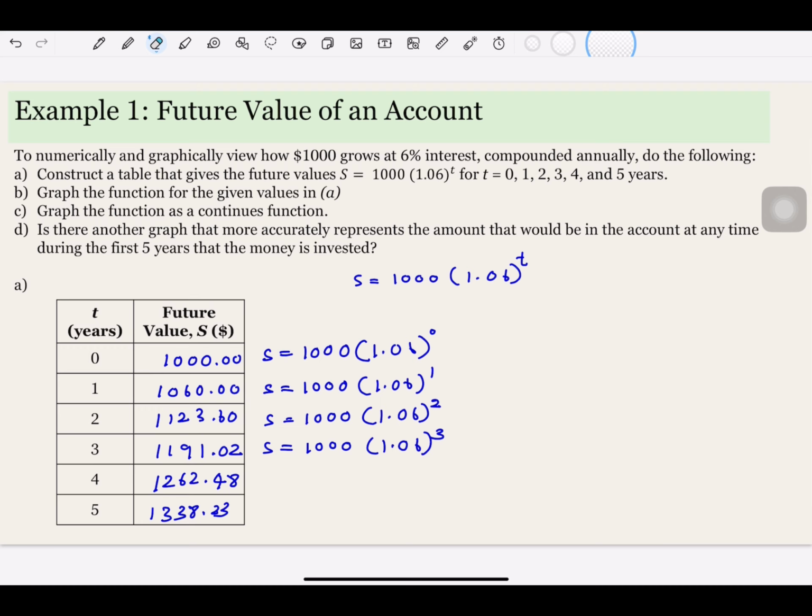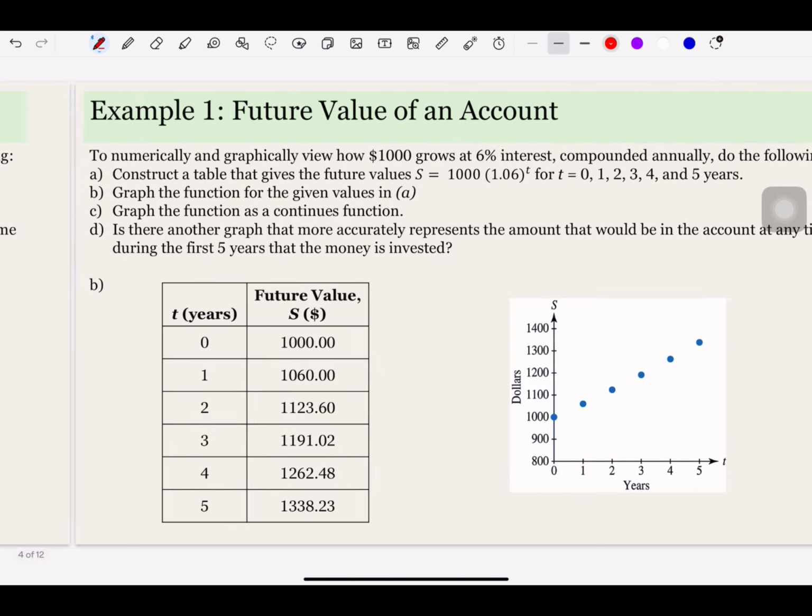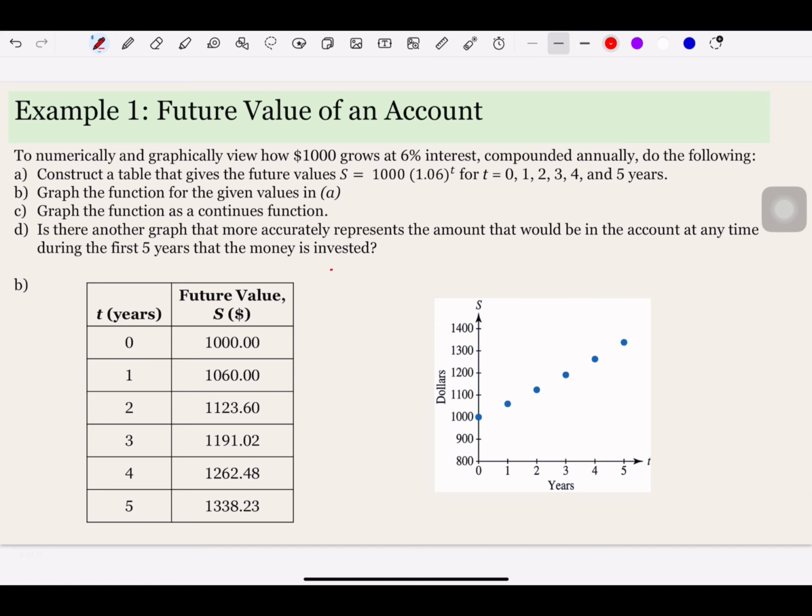Okay, so in part 2, you have to graph the function for the given values in part A. In this table, let's take our inputs as t values and our outputs as y values. The outputs are the future values. So these are the points that you have to plot. Let me take a new page. These are the points you have to sketch.